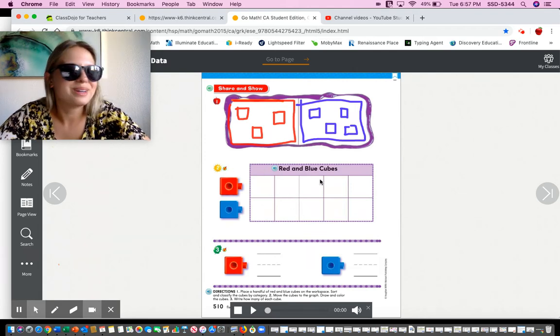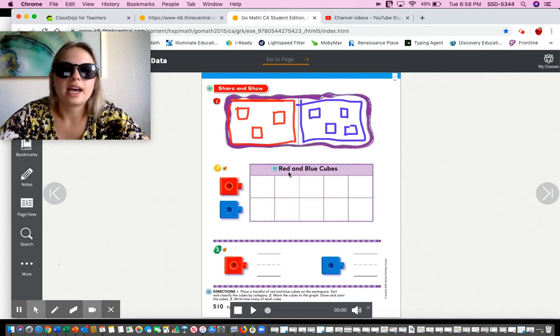If I look at yellow sun number 2 down below, I see a graph, and it looks like a 10 frame, but it's not a 10 frame. The title of the graph is red and blue cubes. So it's telling me I'm going to graph by red and blue cubes. I know that the top row is going to be red because this red tells me so. And the bottom row is going to be blue because the blue tells me so.